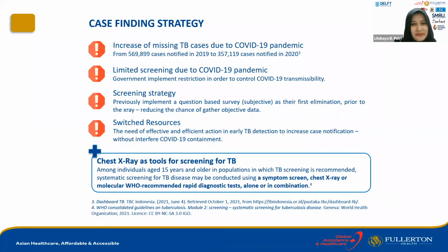Also, previously in our screening strategy, we implemented a question-based survey as the first elimination prior to the X-ray. So we only took the chest X-ray for those who were suspected from the question-based survey. This makes the number of suspects smaller. This is why we thought maybe we have to change the strategy in order to gain more TB suspects.